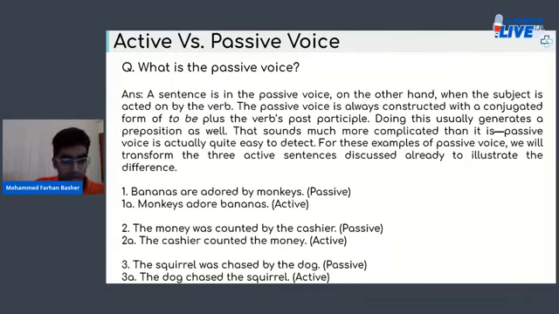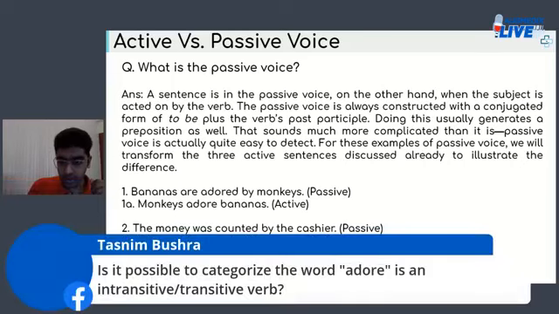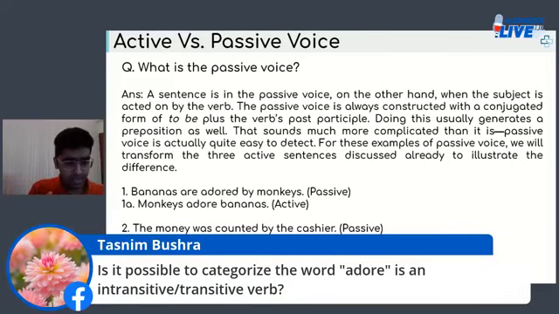Okay. All right. We have another query from Dustin asking: is it possible to categorize the word adore as an intransitive or a transitive verb? I think adore is a transitive verb. It's because right after adore, you have to follow it with a noun or a pronoun. We don't normally put a preposition after adore.